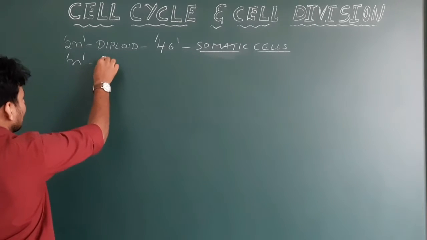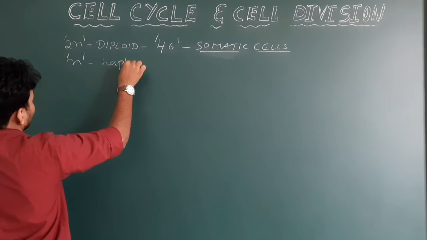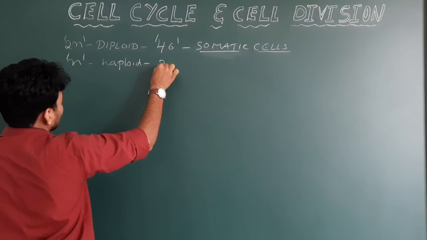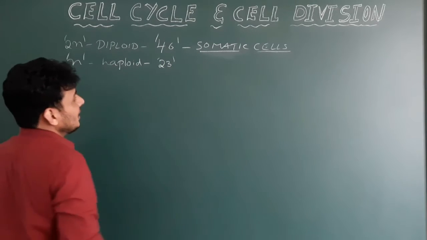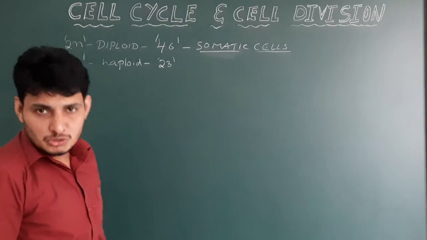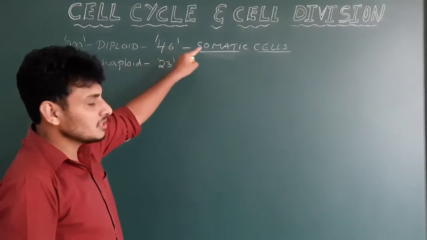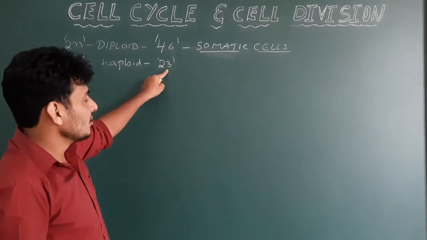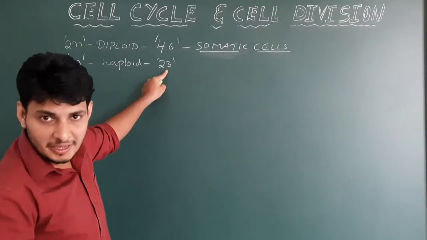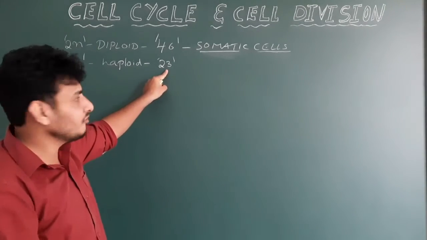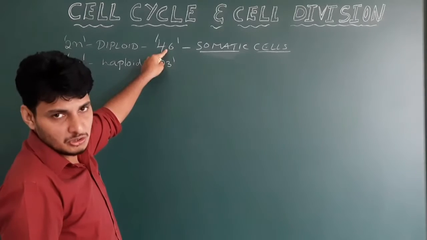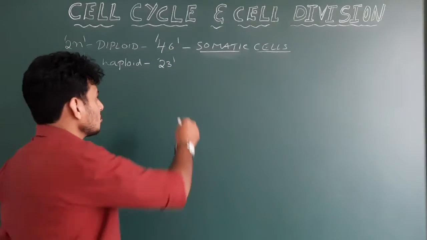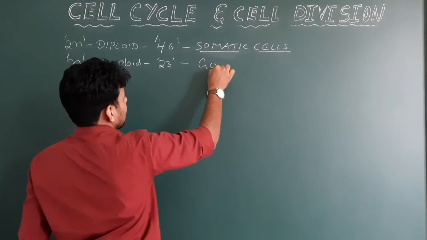So we write haploid cells. Haploid cells always contain half the number of somatic cell chromosomes. 46 chromosomes in somatic cells, but the haploid cells have 23 chromosomes, not pairs, only 23 chromosomes. Half the number of the actual 46 chromosomes, that is 23 chromosomes. So they are called germ cells.